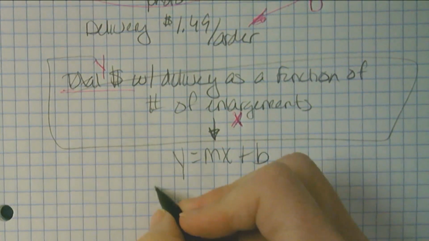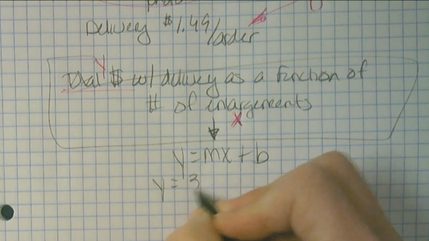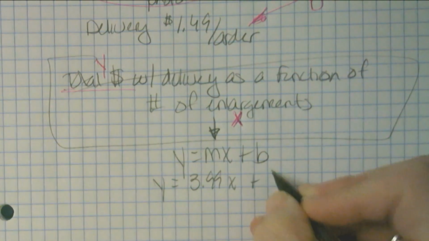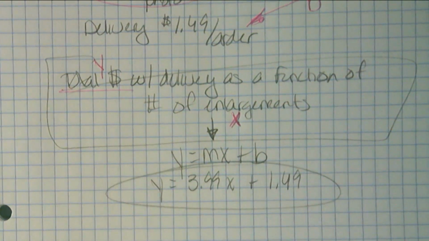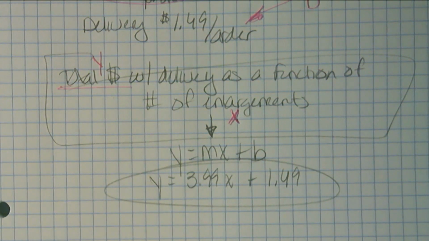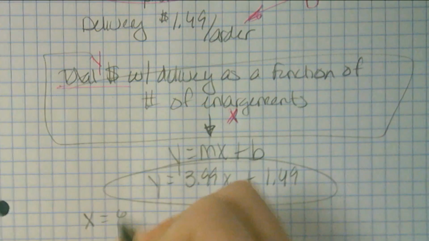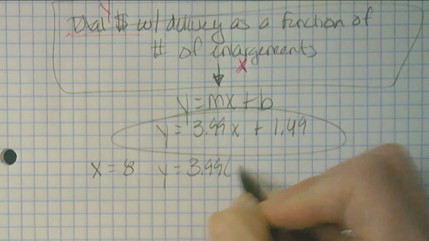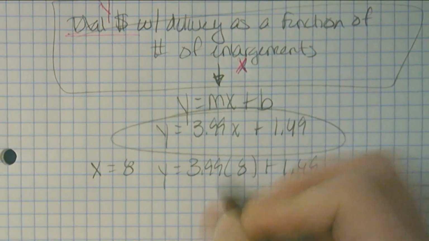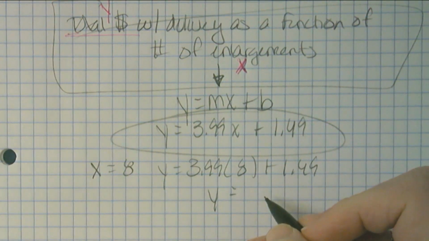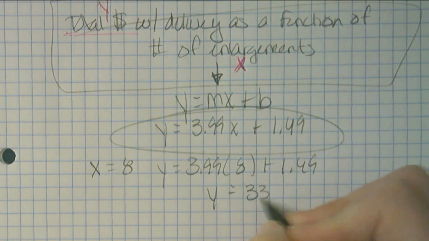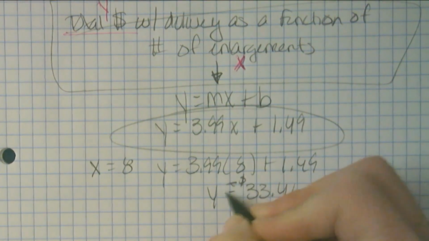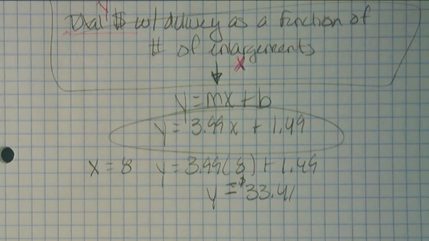All right, so I have y equals 3.99x plus 1.49. And then in 46 it also said find the total cost of 8 enlargements. So when x is equal to 8, we want to know the total cost. When we do that math, we should get $33.41 if we did that right. Who asked me for that one? Awesome. Are you cool with that?